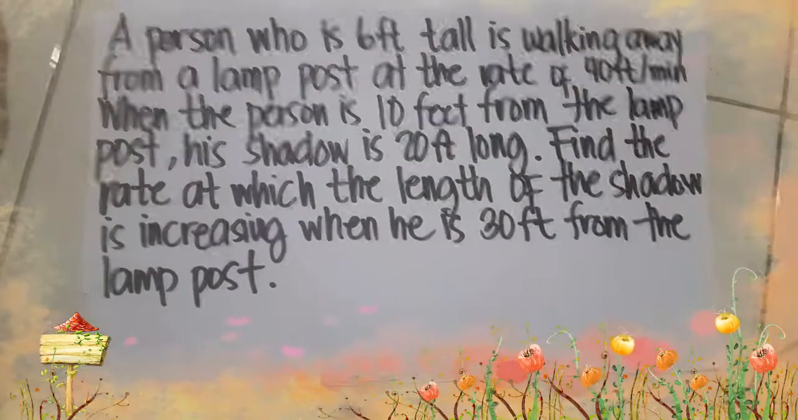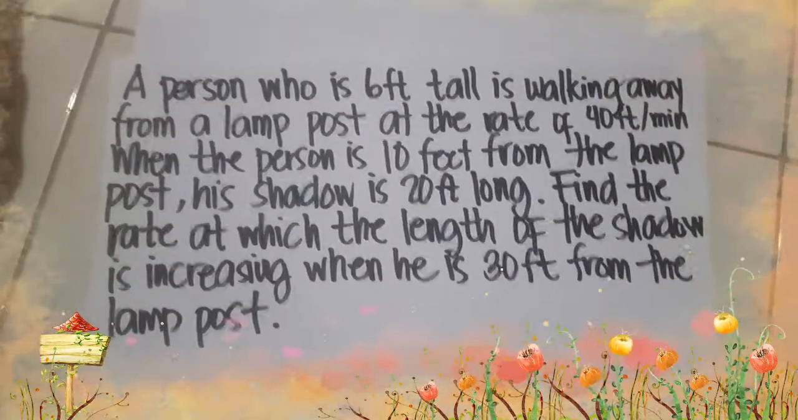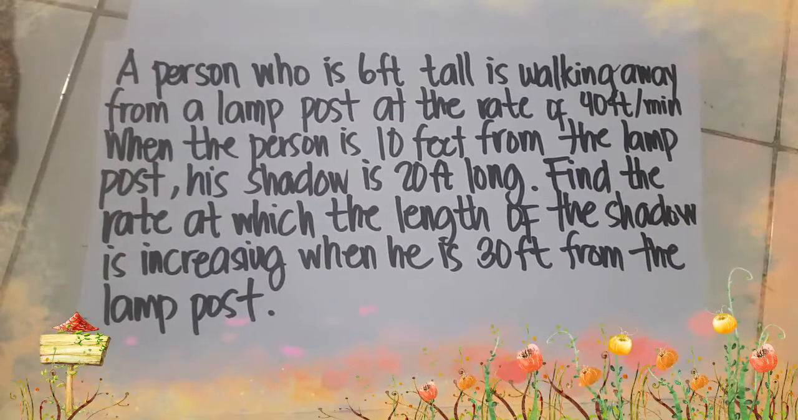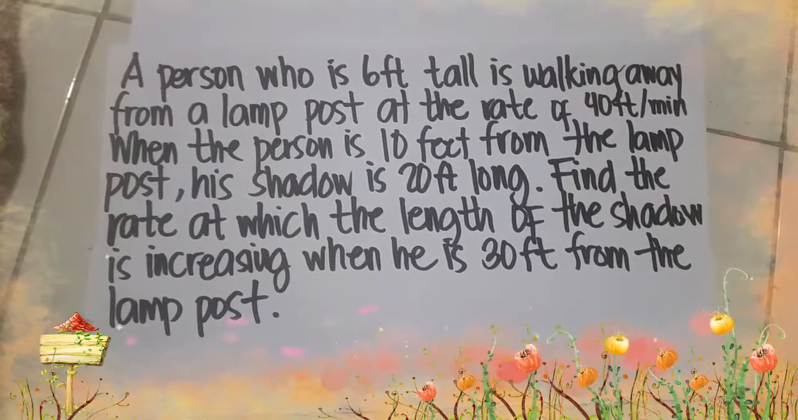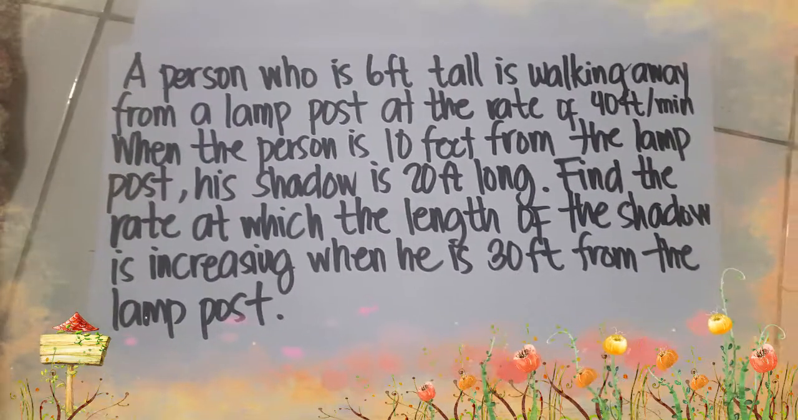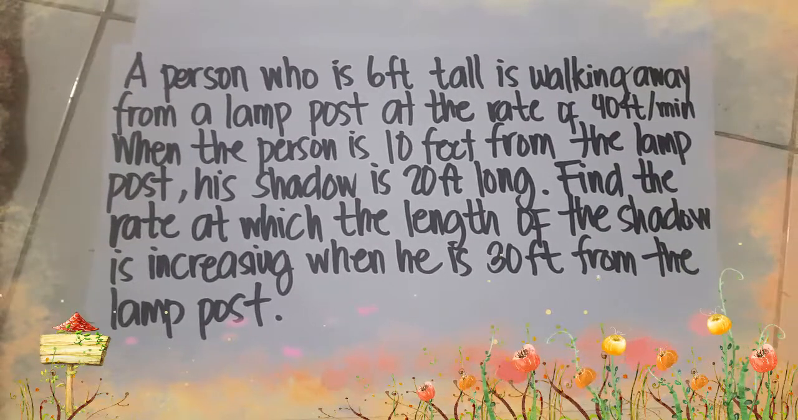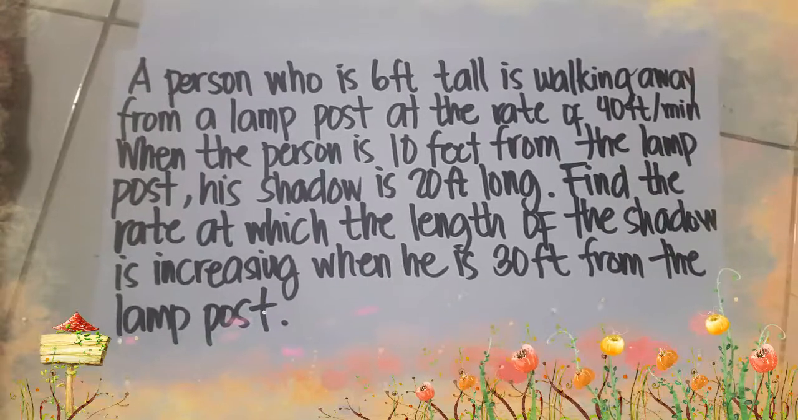The problem on the related rates is this. A person who is 6 feet tall is walking away from a lamppost at the rate of 40 feet per minute. When the person is 10 feet from the lamppost, his shadow is 20 feet long. Find the rate at which the length of the shadow is increasing when he is 30 feet from the lamppost. So this would be the scenario of the problem.